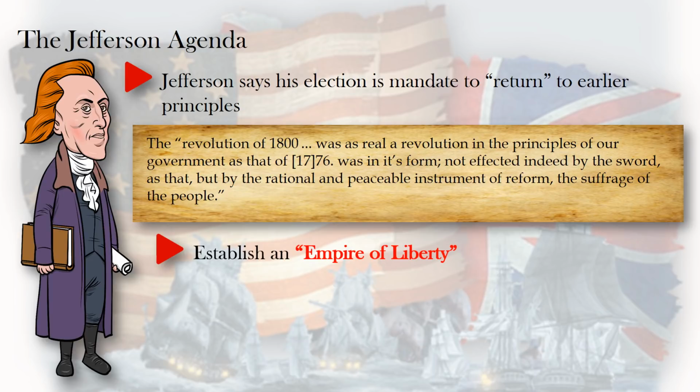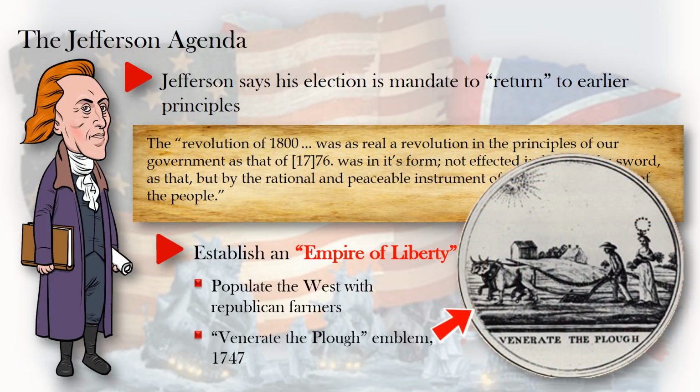His other goal is to establish what he calls an empire of liberty. That is, he looks to the west beyond the Appalachian Mountains, and he wants to populate it with good salt-of-the-earth Americans, with Republican farmers, the sort of folks he likes so much.